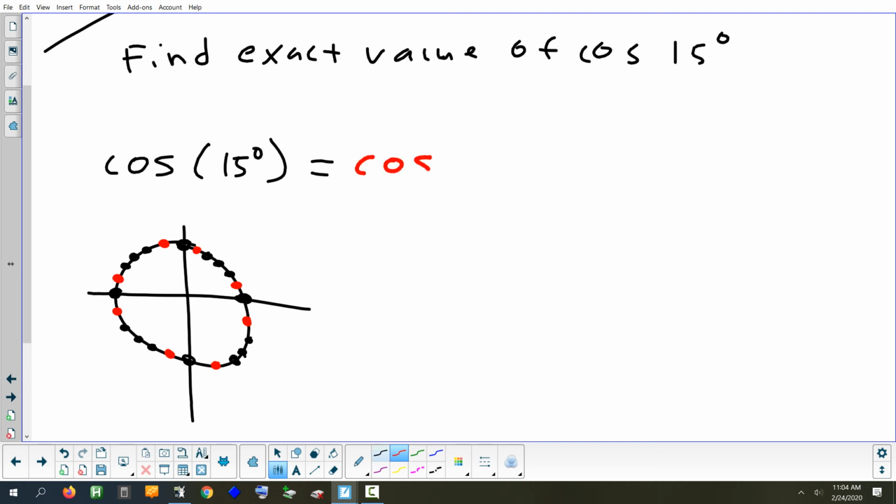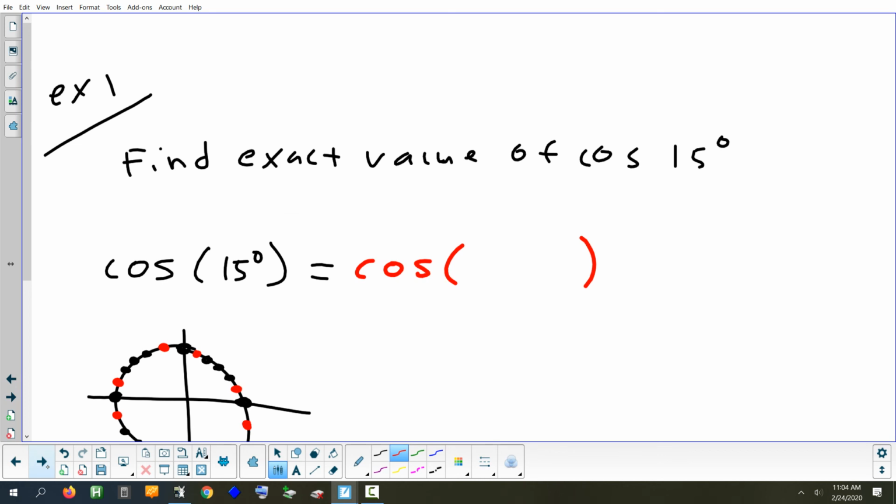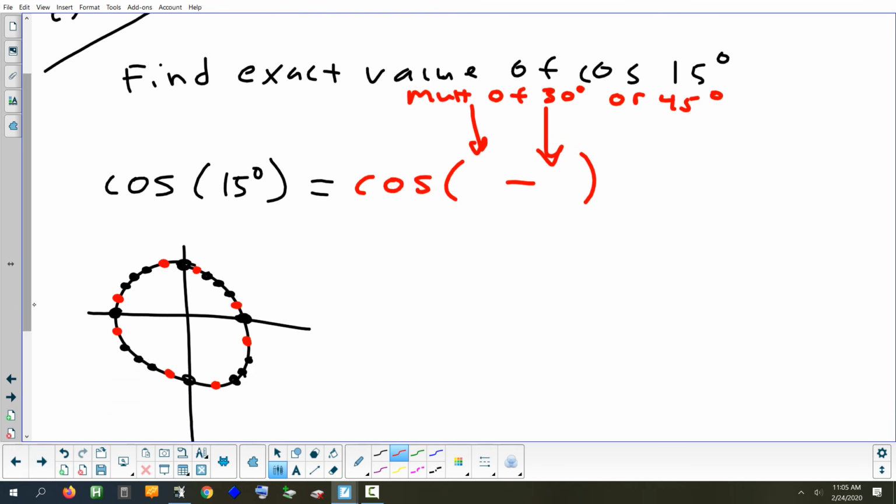The way you do this is you have to write 15 thinking of this idea: something minus something. But it can't just be two random numbers. It can't be like 17 minus 2. 17 minus 2 is 15, but that won't work. Each of the numbers that you put here and here have to be multiples of 30 or 45, because if you put numbers there that are multiples of 30 and 45, we know how to do those ones.